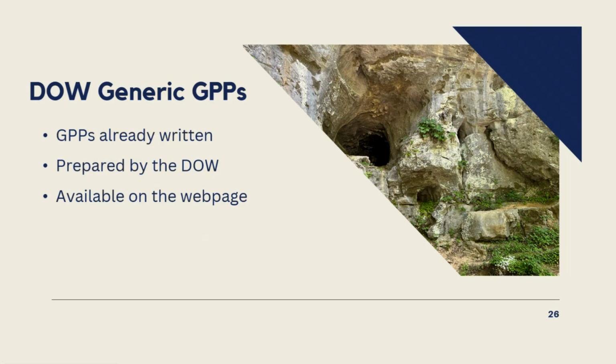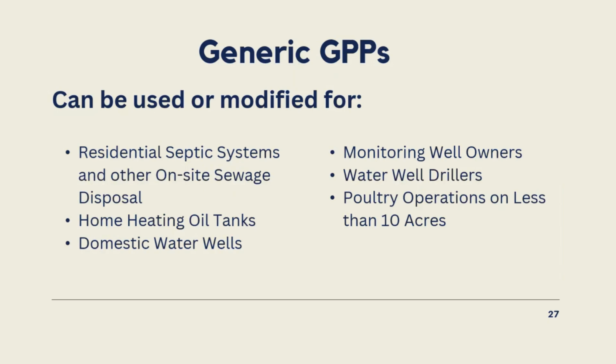But these are made through DOW, and they're on our webpage, and they're very helpful if they fall under what you need, which is these very specific things: the residential septic systems and on-site sewage disposals, home heating oil tanks, domestic water wells, monitoring wells, information for drillers. And then the really weird one that I've never seen a GPP for, but there has to be a reason why it was important enough for us to make a generic GPP for, which is poultry operations on less than 10 acres. I would love to see one of these submitted.